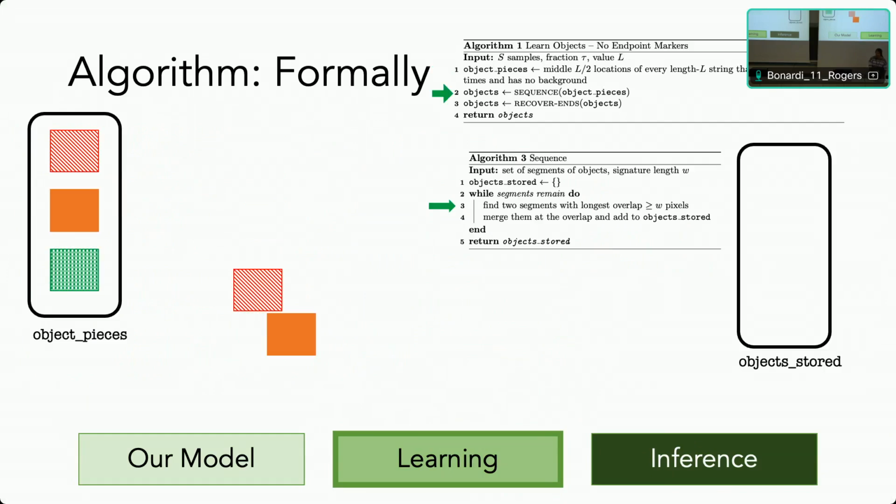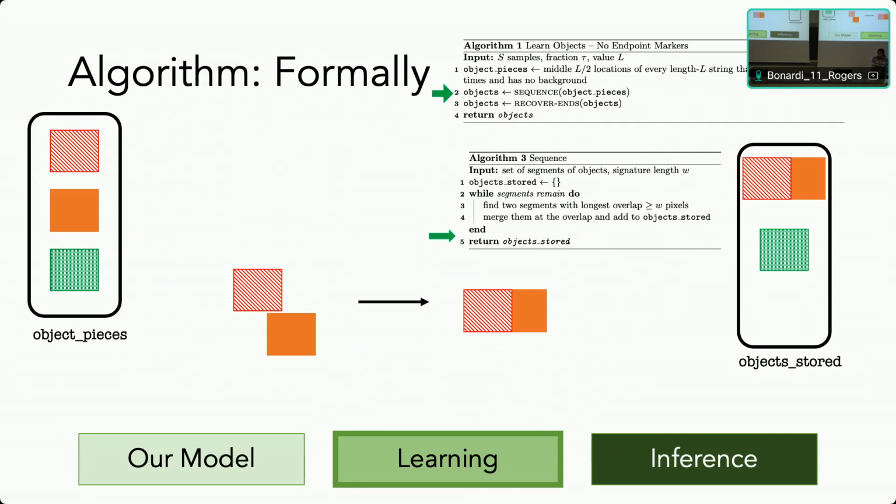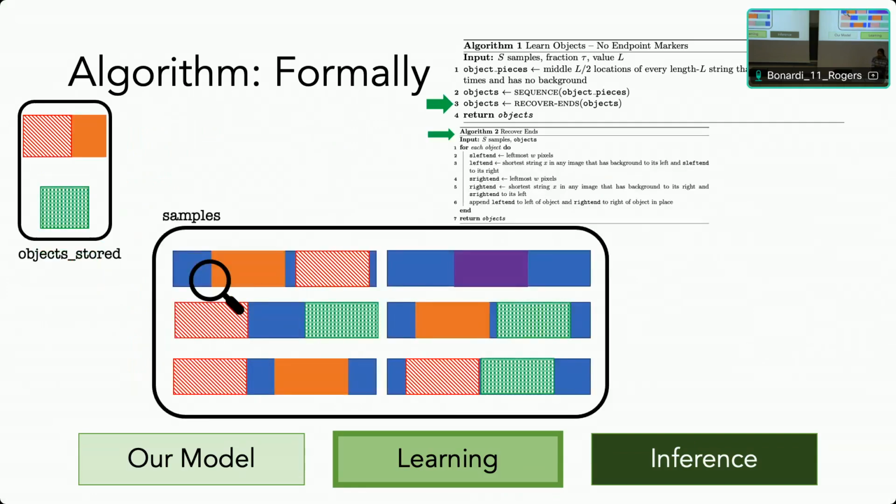The sequencing algorithm proceeds in a greedy way. It finds the section of largest overlap of at least W bits. Because we know that these objects are W well structured, if you have an overlap of at least W bits, then you know that they're from the same object and you can merge them. And so it goes through and does this. And then finally, we have to recover the ends, which luckily we can just do from the samples we already have. I'm not going to really explain this procedure, but we can go through and get them.